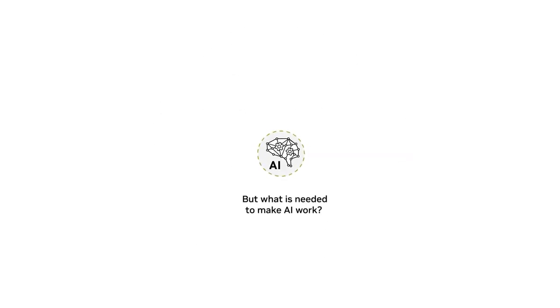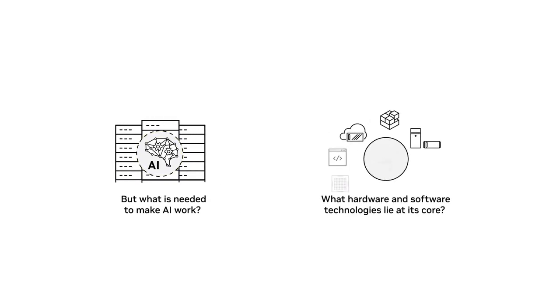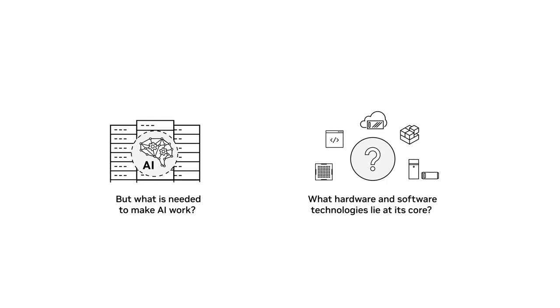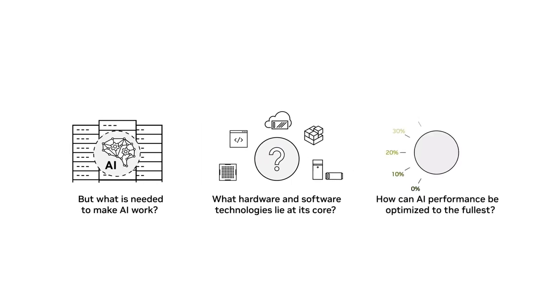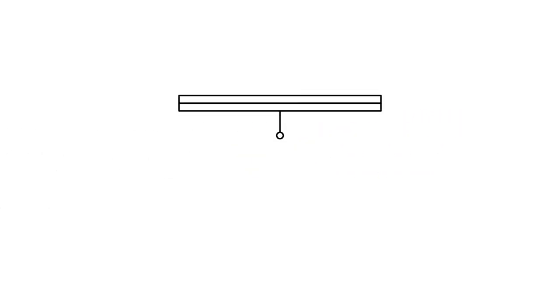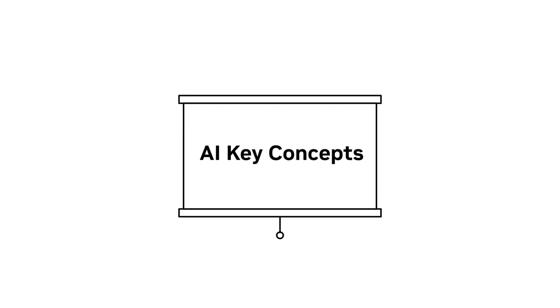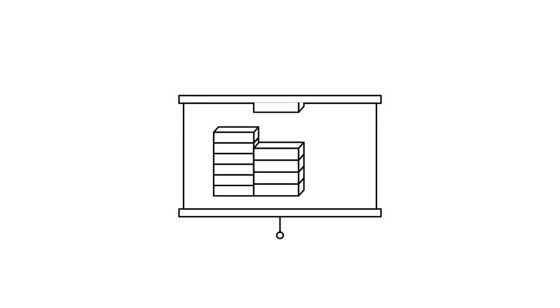But what is needed to make AI work? What hardware and software technologies lie at its core? How can AI performance be optimized to achieve groundbreaking results? These are some of the questions that this course will help you address. By providing an introductory overview of key concepts, participants will gain insights into the underlying components and their pivotal role in transitioning AI from concept to reality.